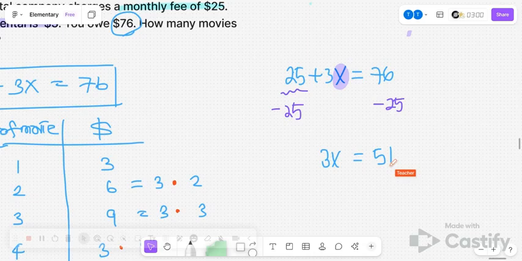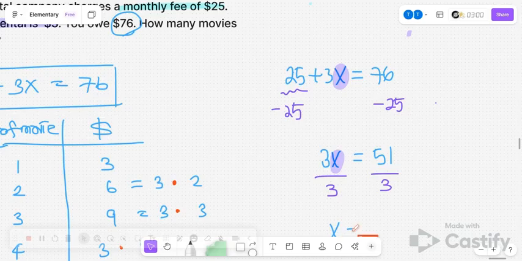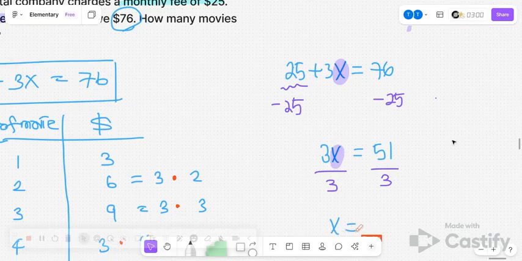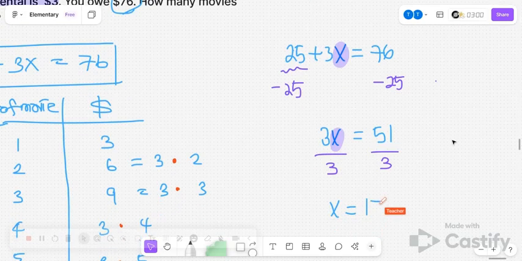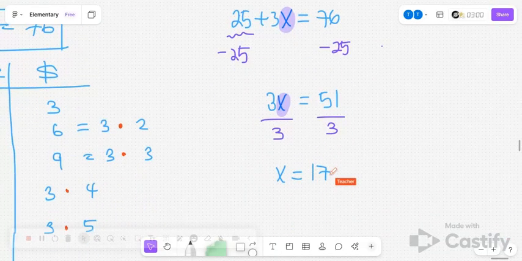And now, how do we isolate this guy? We're going to undo times by 3, which is dividing by 3 on both sides. So x is equal to, if you divide 51 by 3, that's going to be 17. Since x means the number of movies, we're looking for how many movies did you rent? So you rented 17 movies.